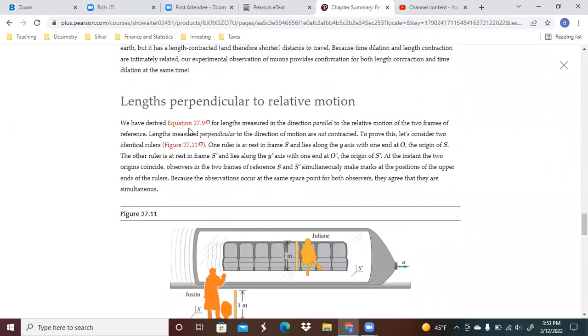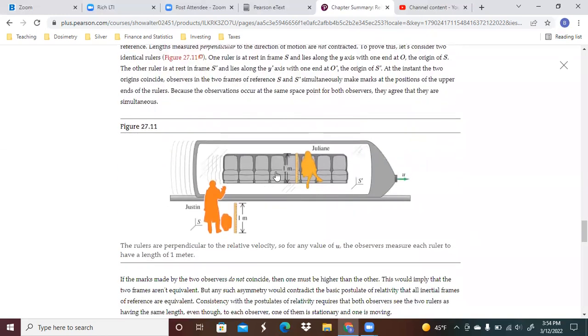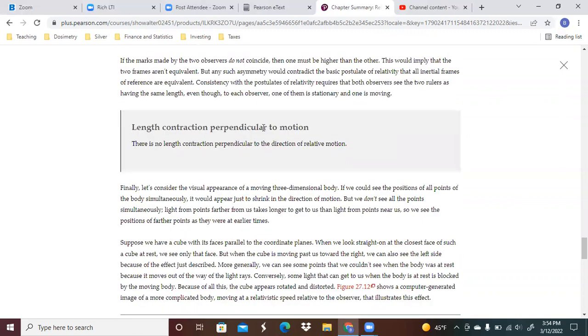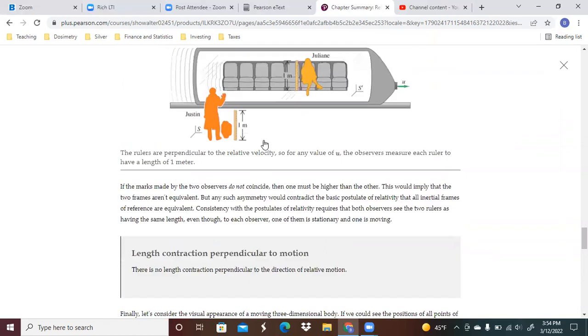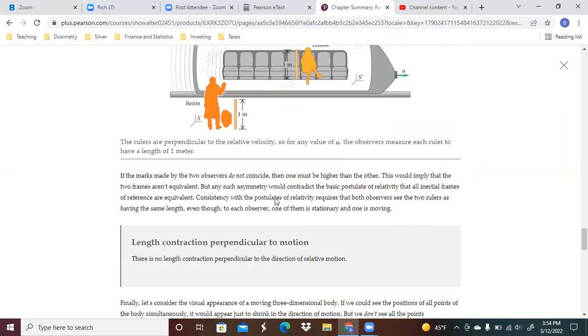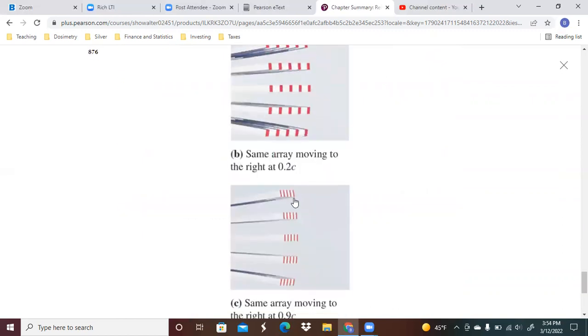So we've derived equation 27.9 for lengths measured in directions parallel to the motion. Lengths measured perpendicular are not contracted. So there is no length contraction perpendicular to the direction of motion. And the reason is that this reference frame is not moving with respect to the other. So you just don't see it. That's the long and the short of it.